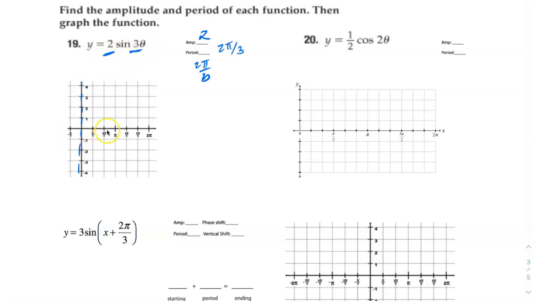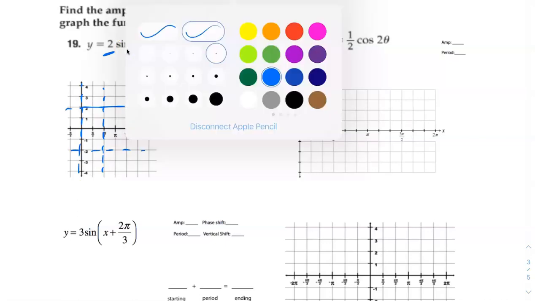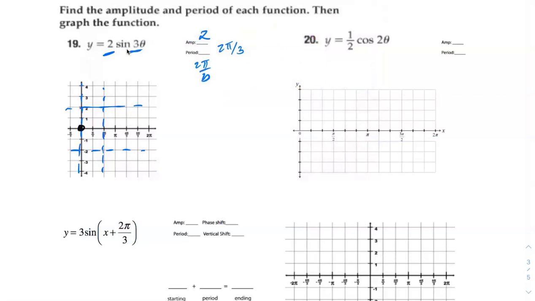So we're going to start at 0. My period's 2 pi over 3, so where's that at? Right here. That's going to be a small period. And my amp is 2, so we go 2 up and 2 down. So there's the little box. We're drawing sine. Remember the way sine goes. Sine starts in the middle, ends in the middle, halfway. In between these two is your highest. In between these two is your lowest. So like this. So it's like that.